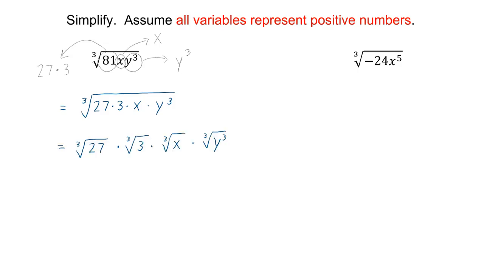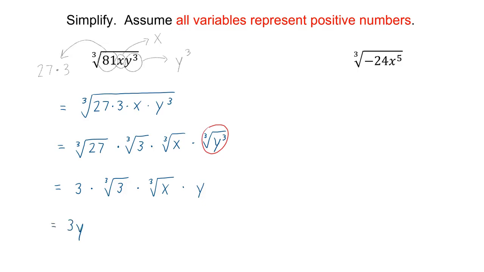Using the multiplication property of radicals, that gives us the cube root of 27 times the cube root of 3 times the cube root of x times the cube root of y to the third. The cube root of 27 is 3 because 3 times 3 times 3 is 27. The cube root of 3 is already fully simplified. The cube root of x is already fully simplified. And the cube root of y cubed is y because y times y times y gives us y cubed.